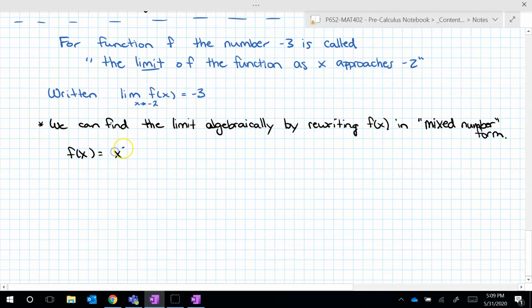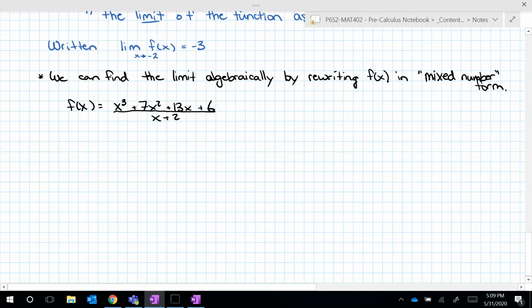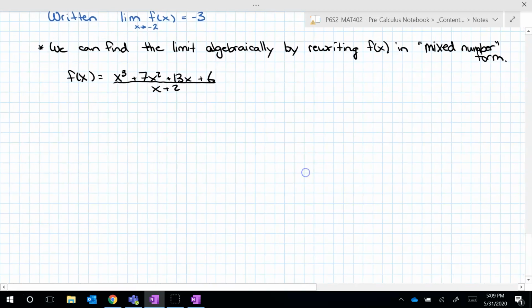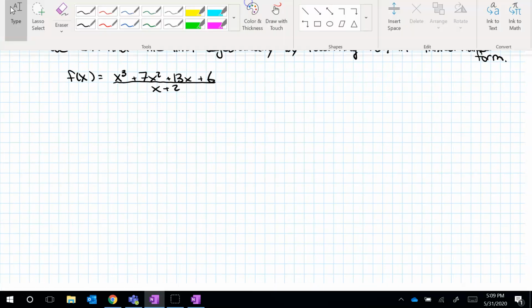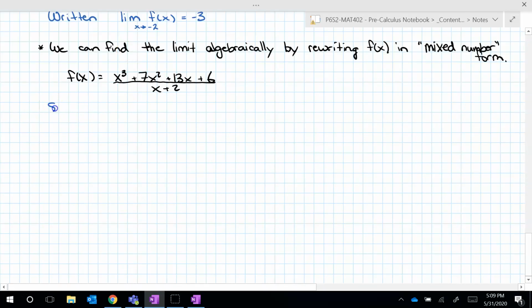was equal to x cubed plus 7x squared plus 13x plus 6, all divided by x plus 2. So what we want to do is actually do that division, divide this thing by x plus 2. You can do that with polynomial long division or the other little trick that I showed. I'm going to do it using synthetic substitution. That's just a quick way to do this. So again, synthetic substitution.